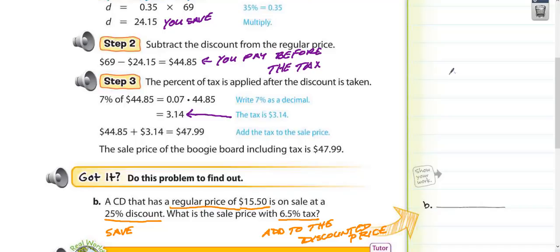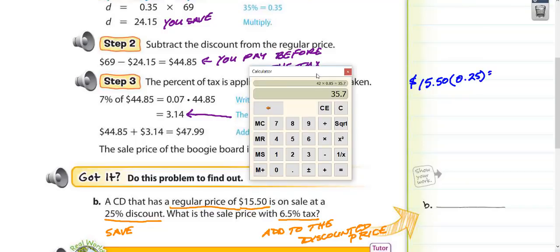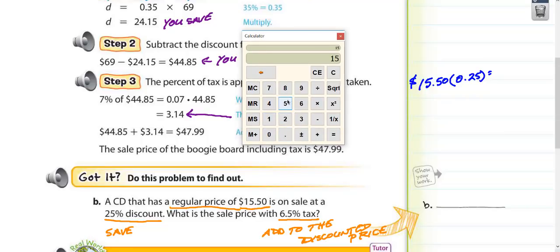So step 1, take the $15.50, multiply it by 25% as a decimal. Let's grab that calculator out here. $15.50 times 25% as a decimal, you get 3.875. Well, we can't have half a penny, so that's going to be $3.88. You have to do some rounding. So that's step 1. That is what you save.